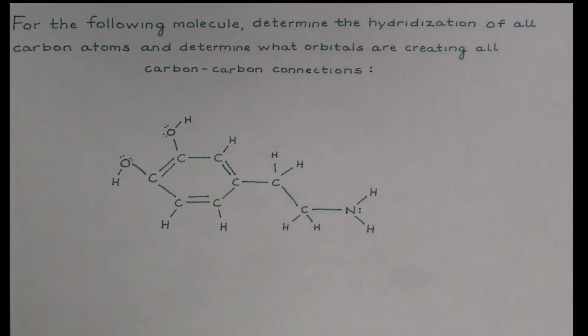For our second problem today, for the following molecule, determine the hybridization of all carbon atoms and determine what orbitals are creating all carbon-carbon connections. So we have our molecule. You will see that not only does it contain carbon, but nitrogen and oxygen, but we're going to focus in on our carbons.